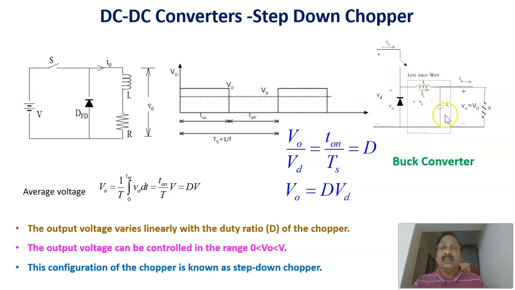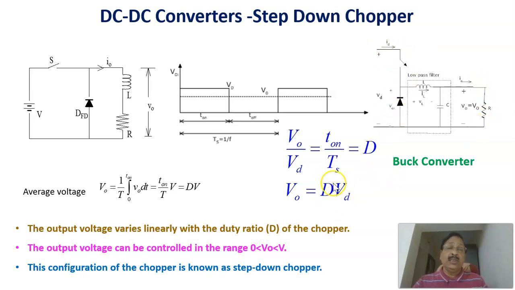This filter will be filtering the DC quantity. Therefore, you will be getting the average voltage at the output of the load. That average voltage is given by D times VD, where D is called the duty ratio, which is nothing but the on period divided by the total time period. That times the input voltage VD or VS, whatever it is, is the output voltage.